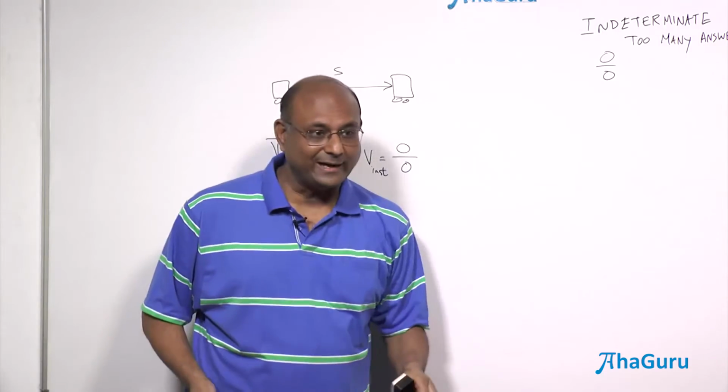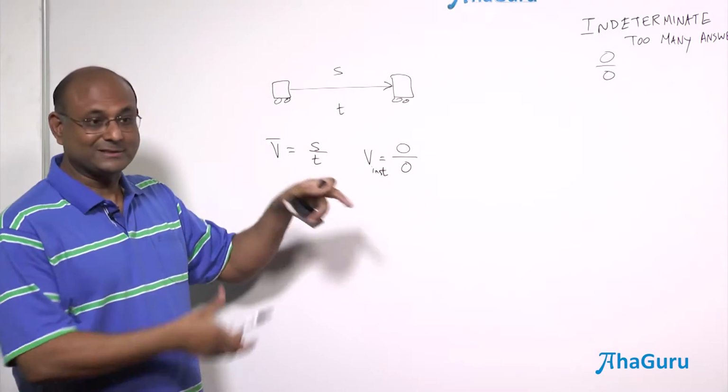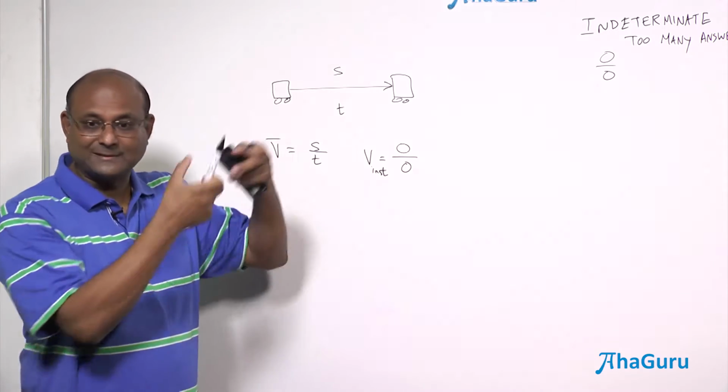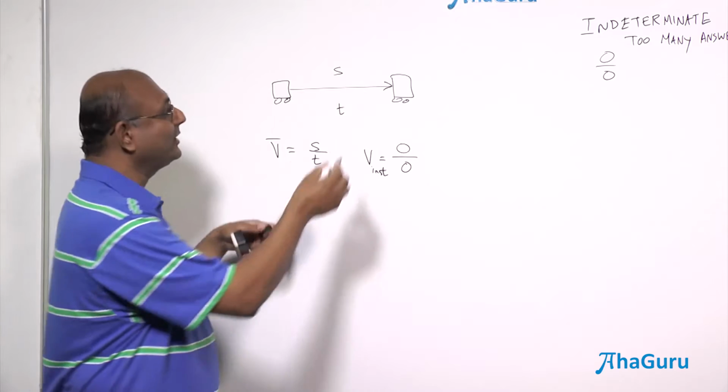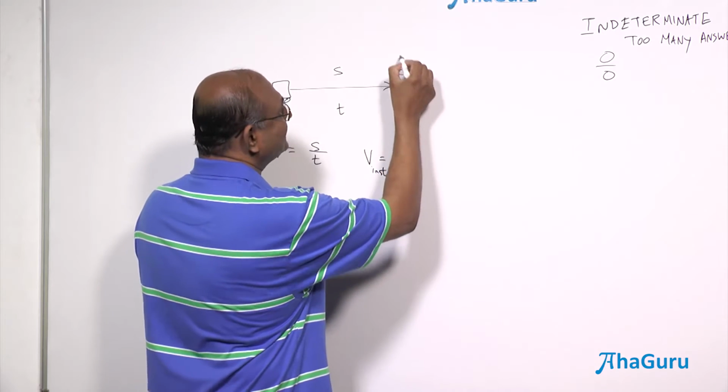That's what we just decided, right? But instantaneous velocity is 0 distance by 0 time. But what is this 0 by 0? That is the velocity of this particle at this instant.